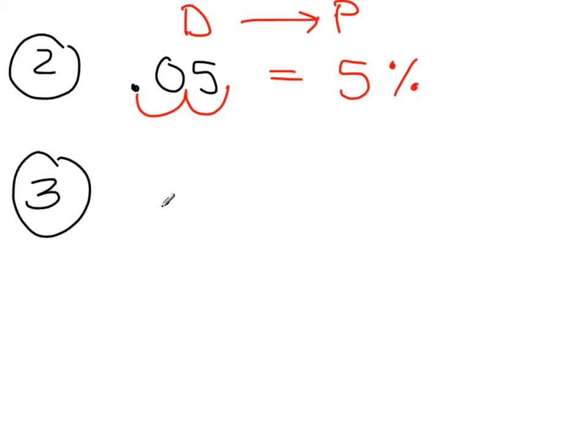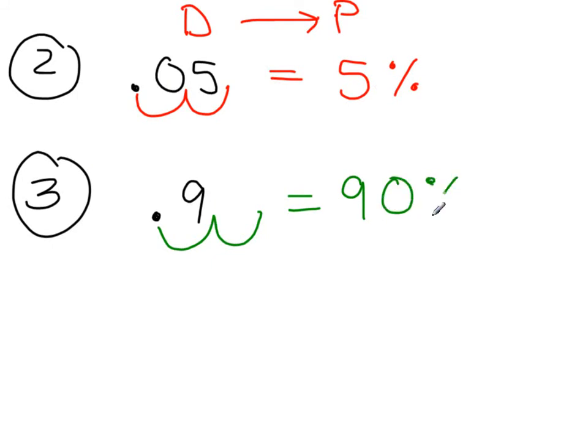So let's try another one. Let's say we have 0.9. And this one's a little more challenging for some students because they see only 1 digit. We still always move over 2 digits. So we got 1, 2. When we have to fill in the place here, we put a placeholder of 0, and we have 90%. Because we changed the decimal to a percent.